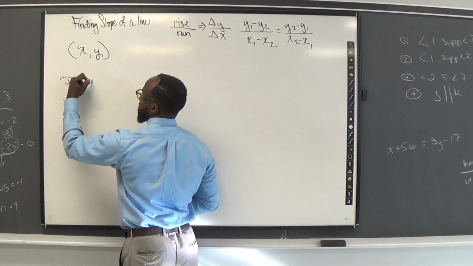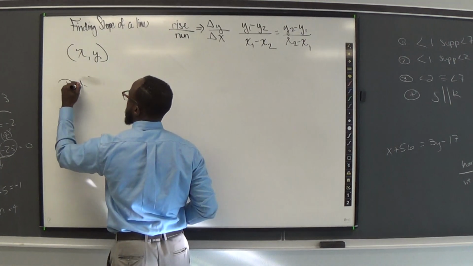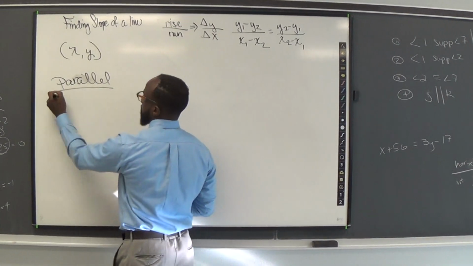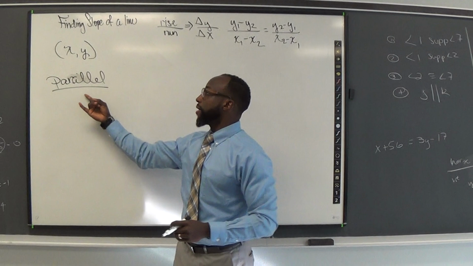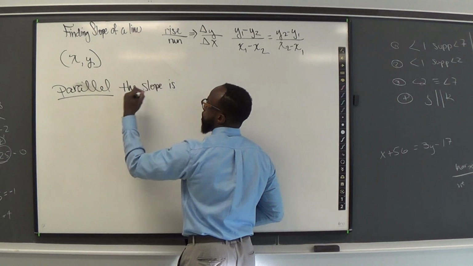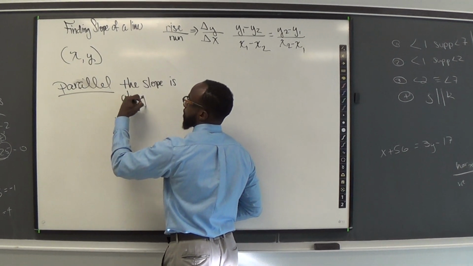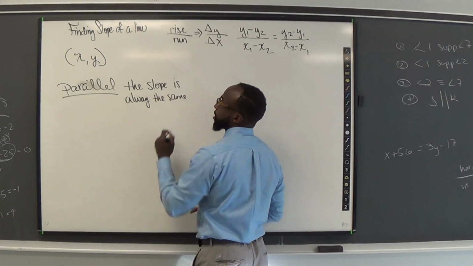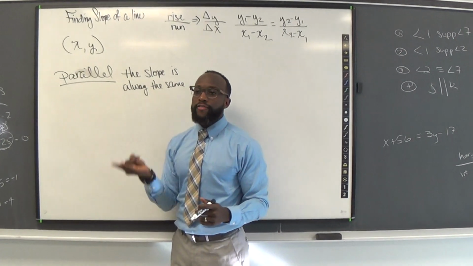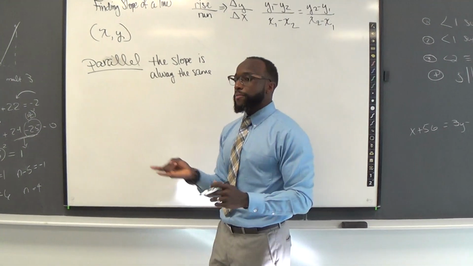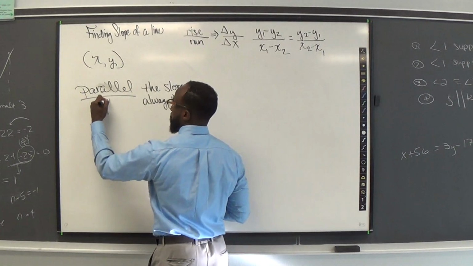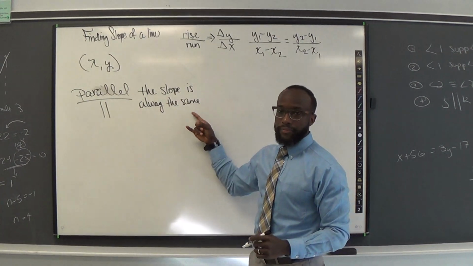Now, at this level we need to learn about parallel lines, because that's our focus: parallel lines and perpendicular lines. For parallel lines, the slope is always the same. So if you have parallel lines, their slopes are the same. Think about railroad tracks. Those will never intersect, because they're moving at the same rate in the same direction. That's parallel lines. This is our sign for parallel. Parallel lines have the same slope.